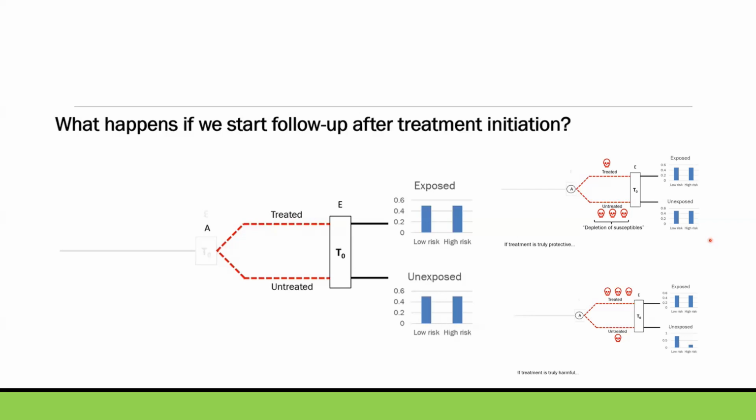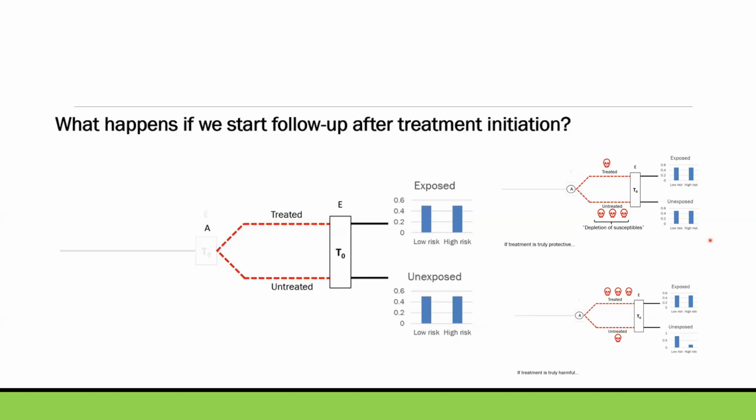Therefore, the susceptible individuals will be depleted. Comparing this group with those who are less susceptible creates some mistake. It's difficult to compare these two groups because those who have received the treatment are more likely to stay healthy. Now imagine the treatment is harmful. When you start following up, those who have already been exposed to that treatment are more likely to die because it's harmful. So the population is reduced, which is the depletion of susceptibles. So if we start following up after treatment initiation, we may end up with depletion of susceptibles, and that causes bias.